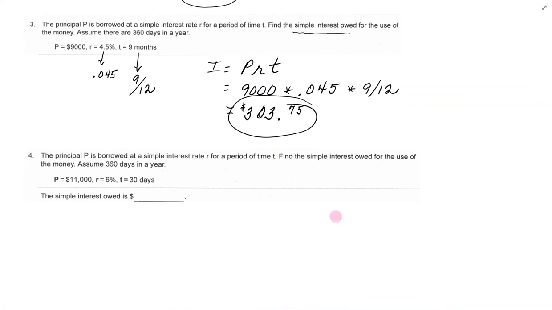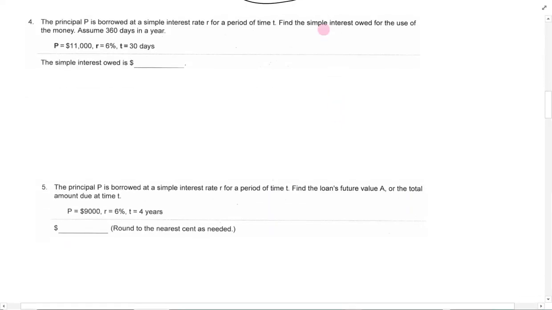I do recommend on each problem that you do that you make sure you identify what you're looking for. Principal P is borrowed at a simple interest rate R for a period of time T. Find the simple interest owed, which is I, for the use of the money. So I is equal to, my formula is P times R times T. The principal is given. The interest rate is 0.06. The time says 30 days.